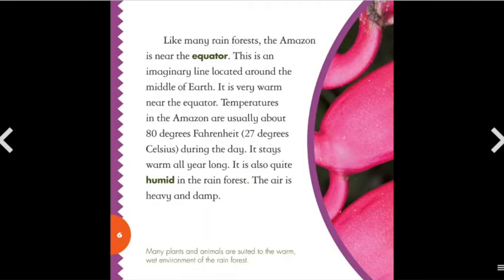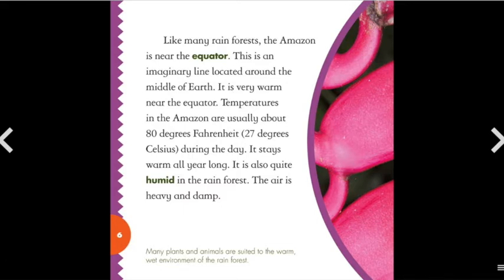Like many rainforests, the Amazon is near the equator. This is an imaginary line located around the middle of Earth. It is very warm near the equator. Temperatures in the Amazon are usually about 80 degrees Fahrenheit or 27 degrees Celsius during the day. It stays warm all year long. It is also quite humid in the rainforest. The air is heavy and damp.